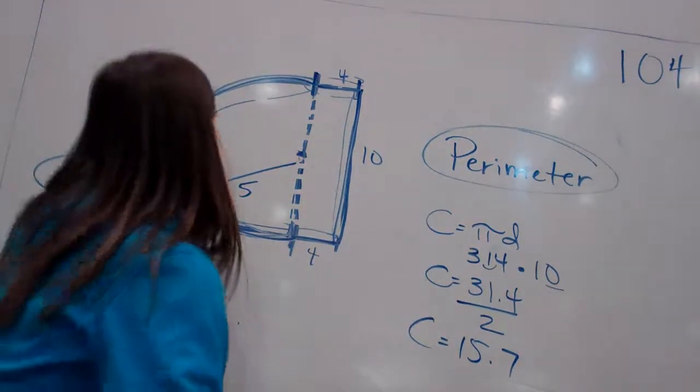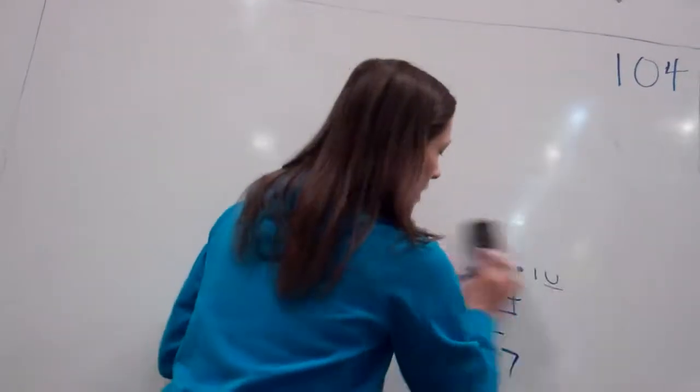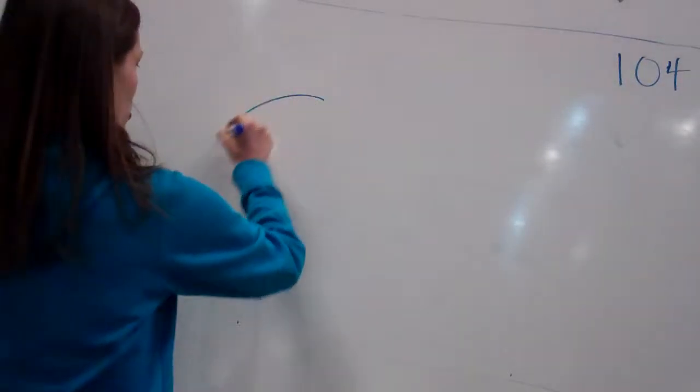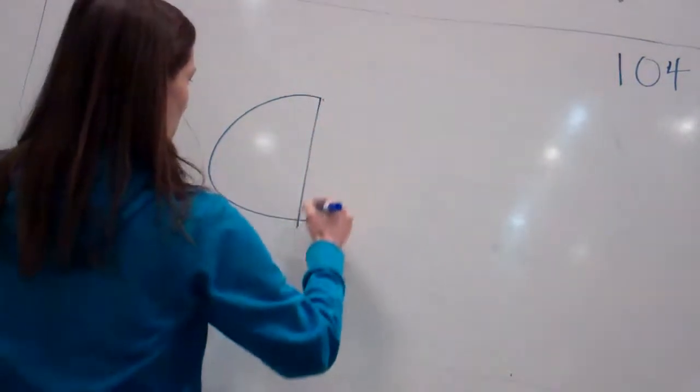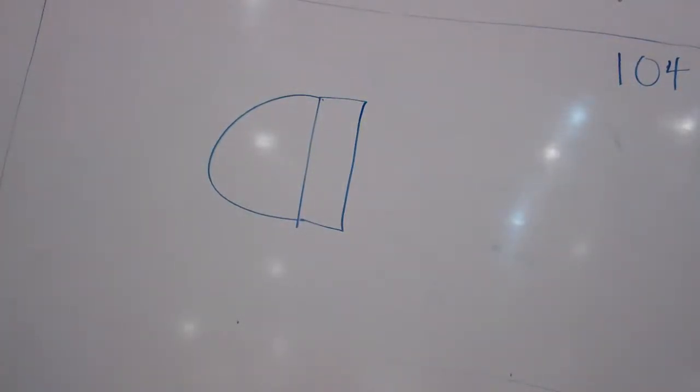Okay. Now, what do you think we're going to do next? Area. Okay? So we just now did the circumference things. Now let's do the area. Now they're going to draw the same figure. Okay, so I'm going to draw it again. Not really pretty, but it works.